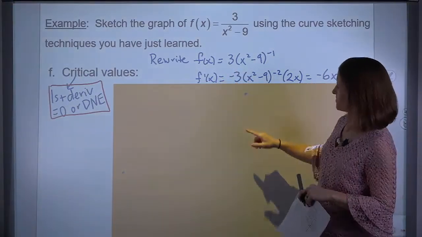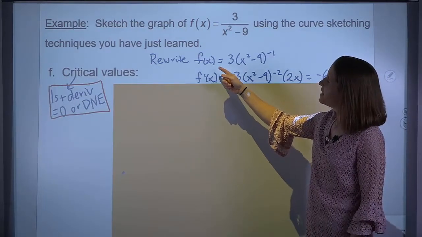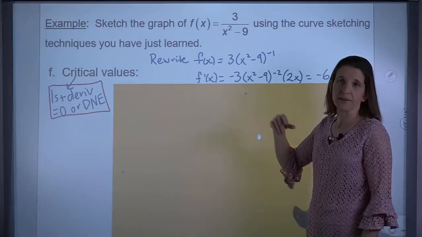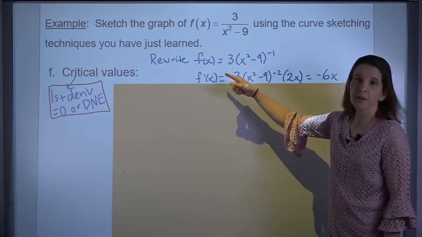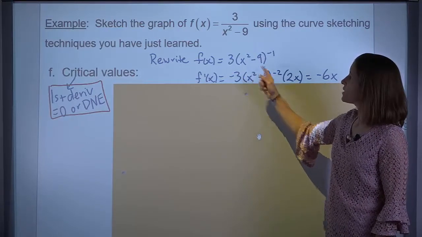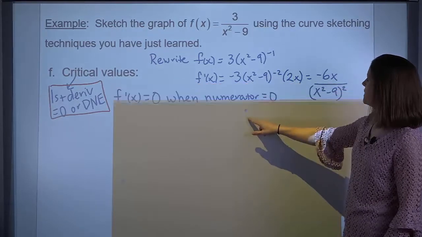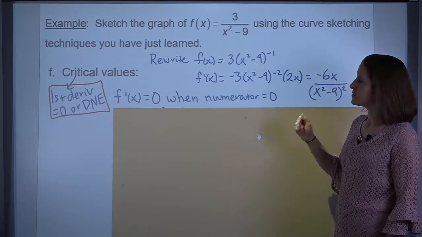And so if we do use that, instead if we rewrite it, it can go a little bit quicker, but it doesn't matter. You should find that you get the same answer either way. So if I bring down my power, leave the inside alone, subtract 1 from the power, and then multiply by the derivative of the inside, I get negative 6x over (x squared minus 9) all squared.